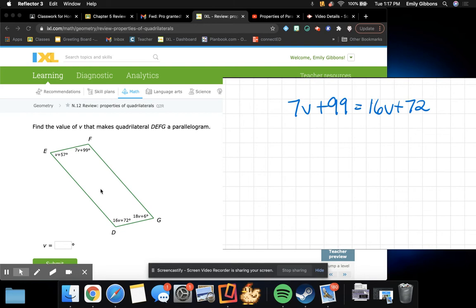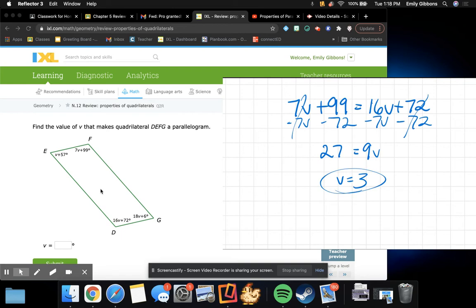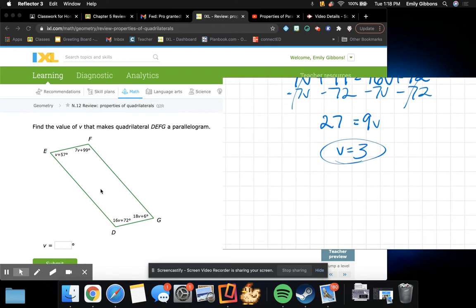So I'm going to solve this. Okay, so I get v equals 3 for those to be congruent. Something that makes me a little curious about this is, does it work for the other angles? So I'm going to just check it.